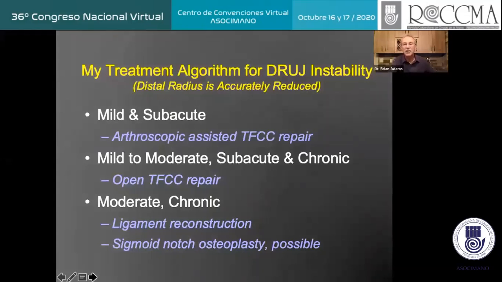So my general treatment algorithm for DRUJ instability after a distal radius fracture, or at the time of an acute fracture, is as follows. This is assuming the distal radius is accurately reduced. In the mild or subacute case, I will usually perform an arthroscopically assisted TFC repair, as we've heard in previous talks. In the mild to moderate, subacute and chronic case, I prefer an open repair because I can prepare the fovea better and treat the TFC with greater tension. And in the moderate or chronic group, I will consider a ligament reconstruction and even a sigmoid notch osteoplasty, as I'll cover in a moment.